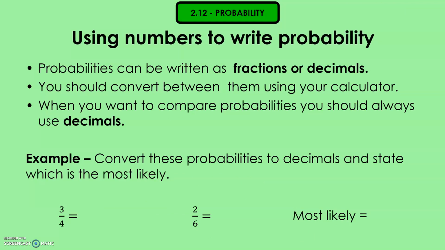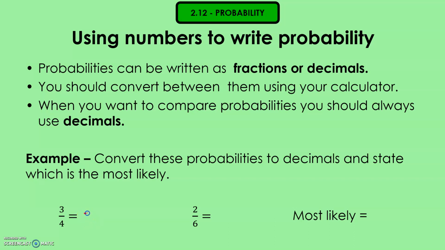We use numbers to write probabilities, so they can be written as fractions or decimals. Try to avoid using percentages. You should convert between them using your calculator. When you want to compare probabilities, you should always use decimals. It's much harder to compare fractions. So we've got two fractions down the bottom here, and what we want to do is compare to see which one is more likely or most likely.